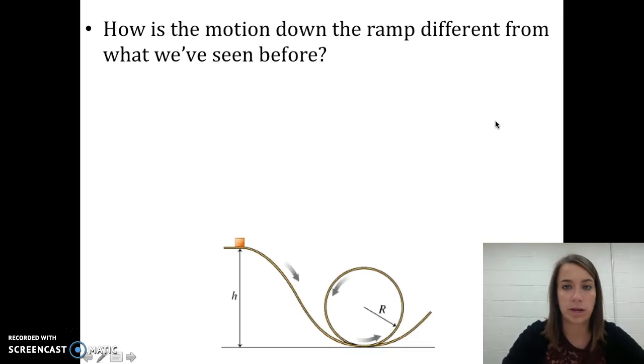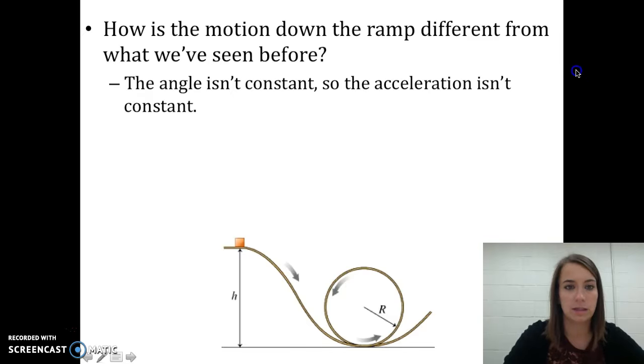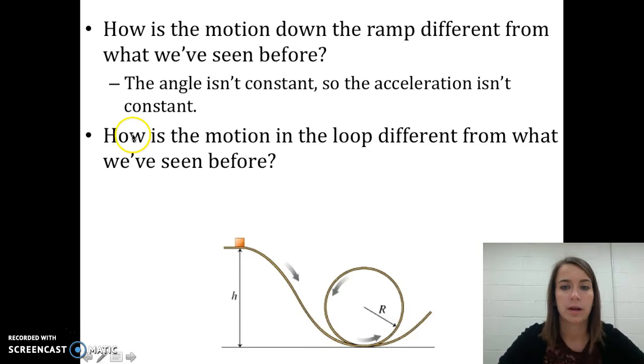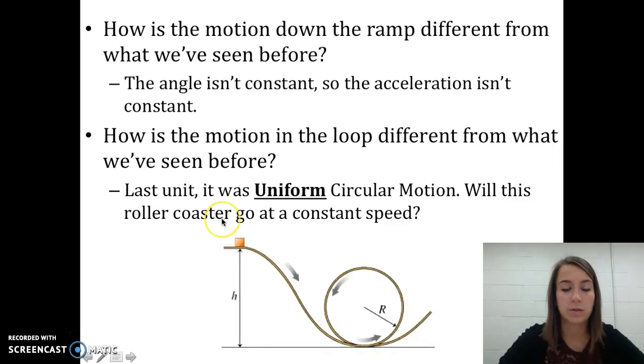How is this motion down the ramp different from what we've seen before? Well, there's a couple ways that this is a little bit different. The angle isn't constant, so this isn't just an incline, right, that we saw in Unit 2. This is a curvy track, so the acceleration would no longer be constant. How is the motion in the loop different from what we've seen before? Well, last unit we did uniform circular motion. So the question becomes, while it's going through this loop, will the roller coaster go at a constant speed?